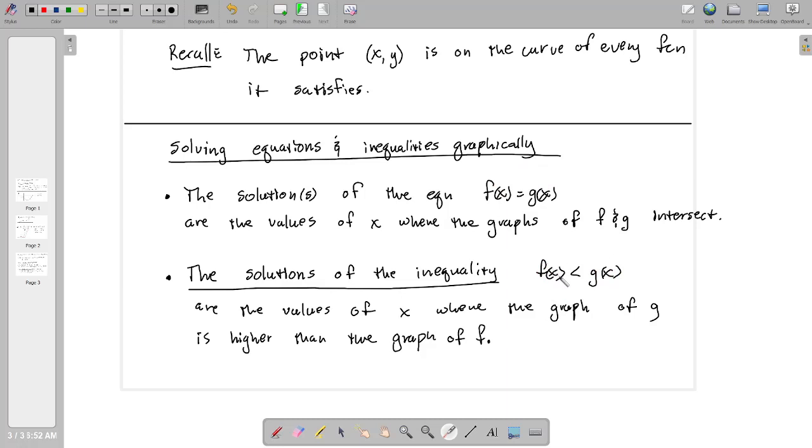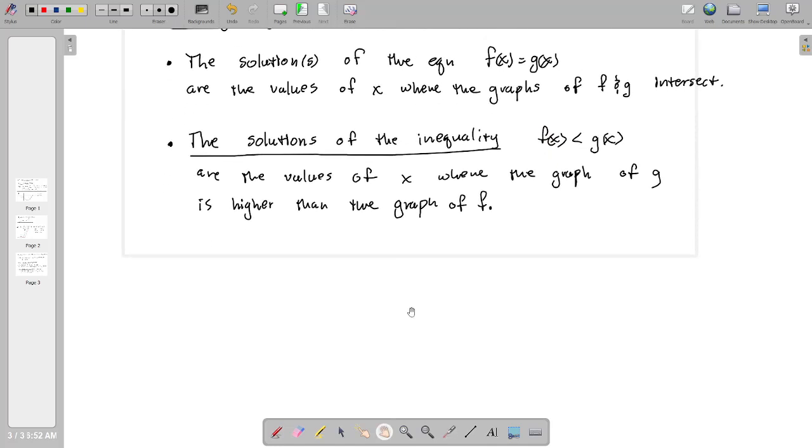Here, we're looking for when one of the y values is above another y value for the same x value. So suppose that we're given x equals 0, then f of 0 is less than g of 0 means that the y value at x equals 0 for the g function is higher than the y value for the f function at x equals 0 as well. So what this looks like is this. This will be the equation graph, and this will be the inequality graph.